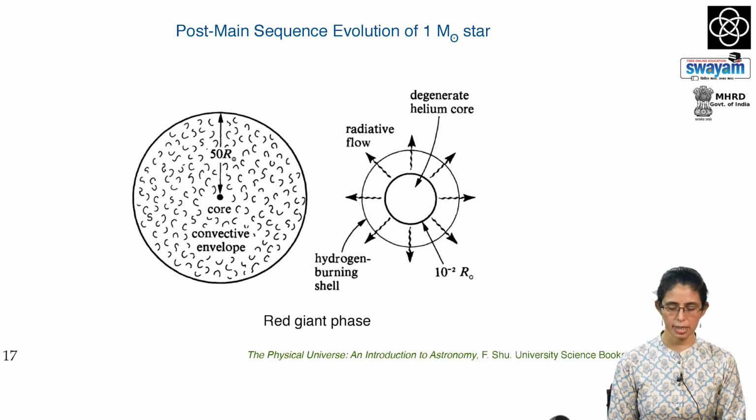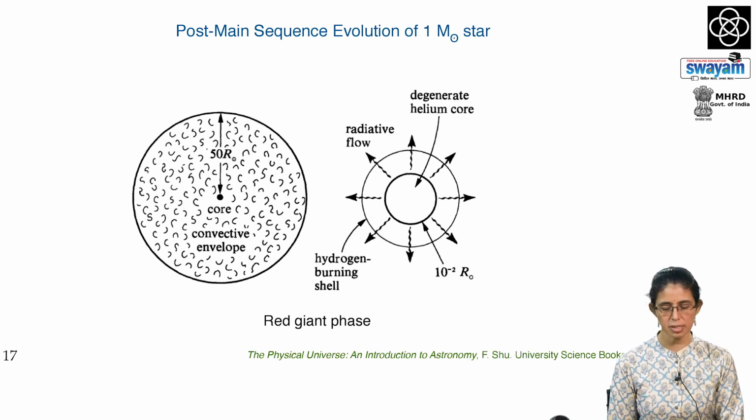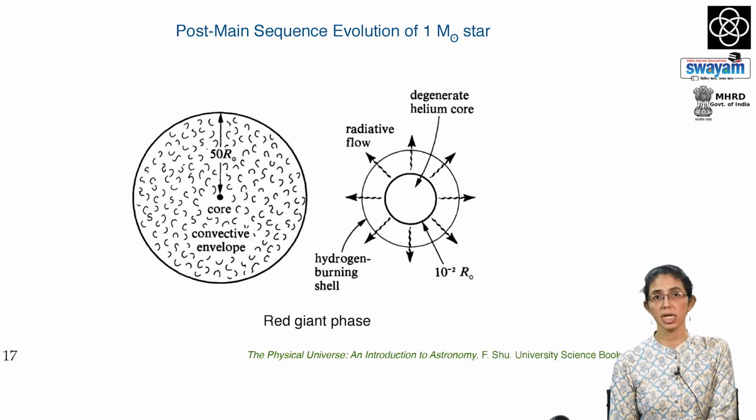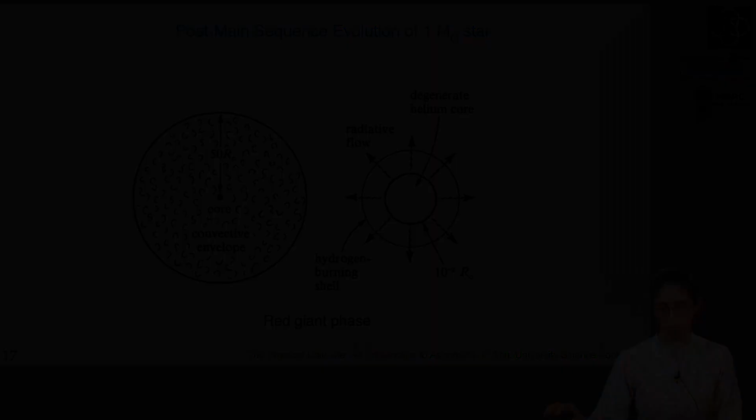one can look at the schematic of the red giant phase. Here on the left is shown the core, and the envelope is shown very clearly, which is mostly convective. It is very large also, and on the right is shown the core, where at the center you have a degenerate helium core, and you have a hydrogen burning shell just outside the degenerate core.